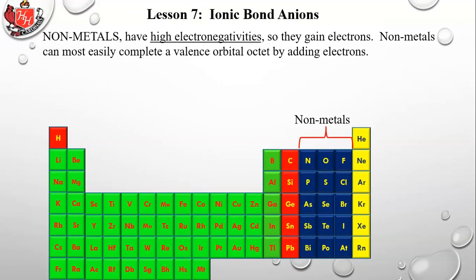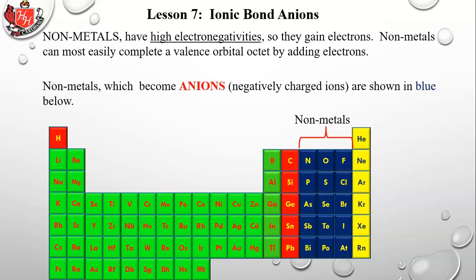Okay, ionic bond anions. Nonmetals have high electronegativities, so they can gain electrons. Nonmetals can most easily complete a valence orbital octet by adding electrons. So nonmetals, which become anions, negatively charged ions, are shown in blue. Since they gain electrons, they'll have more electrons than protons, and that will give them a negative charge and make them an anion. So the halogens, that's the group in blue furthest to the right, fluorine, chlorine, bromine, need to gain 1 electron to be like the nearest noble gas and have a full valence orbital with 8 electrons.